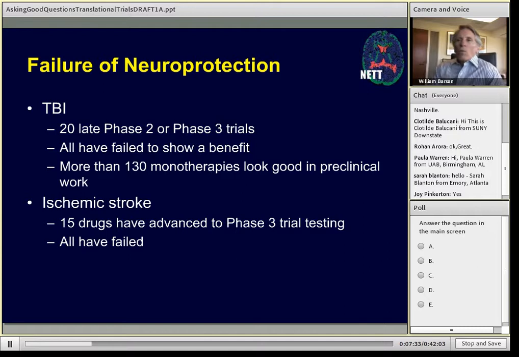So one of the things that we've got to face up to in neuroprotection is that it has been a drastic failure. We have done at least 20 late phase 2 or phase 3 trials for TBI. All have failed to show a benefit. In other words, none have worked. This is despite the fact that more than 130 monotherapies look good in preclinical work, but nothing's worked in phase 2 or 3.